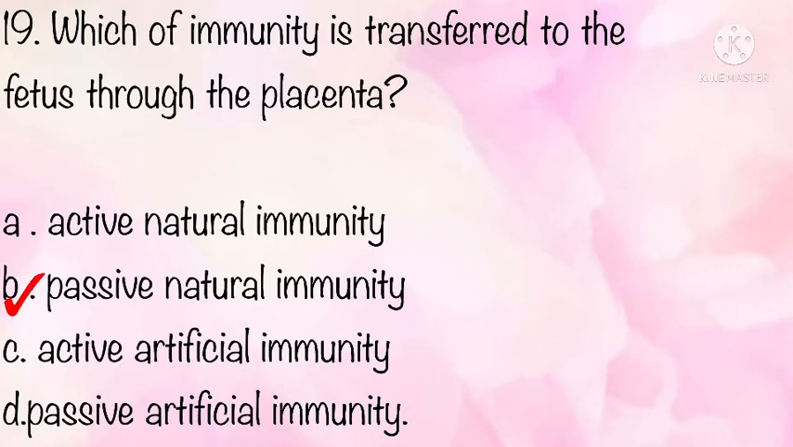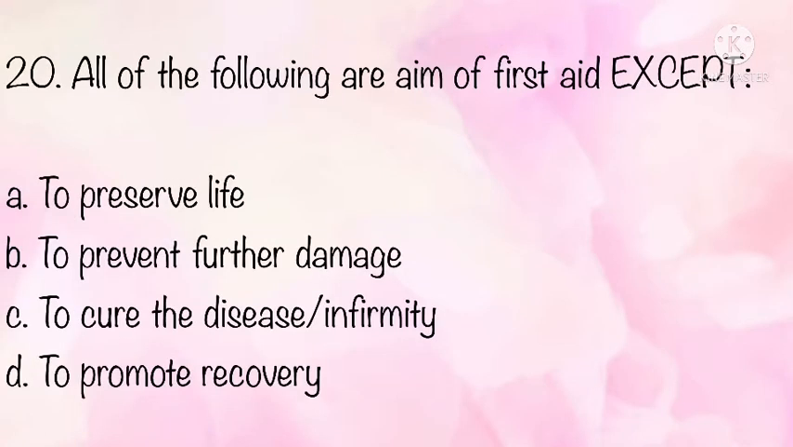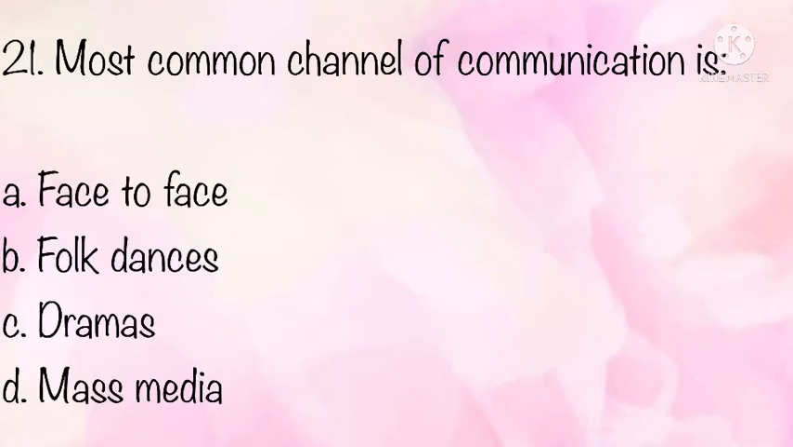Passive natural immunity. All of the following are aims of first aid except to preserve life, to prevent further damage, to cure the disease or infirmity, to promote recovery. The correct answer is C, to cure the disease or infirmity. The most common channel of communication is face-to-face, folk dances, dramas, mass media. Correct answer is A, face-to-face.